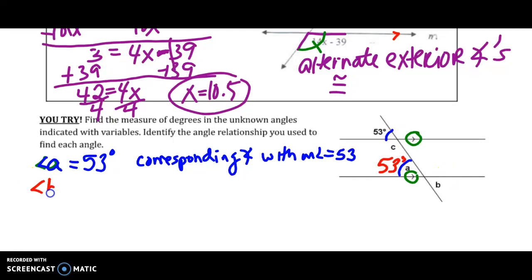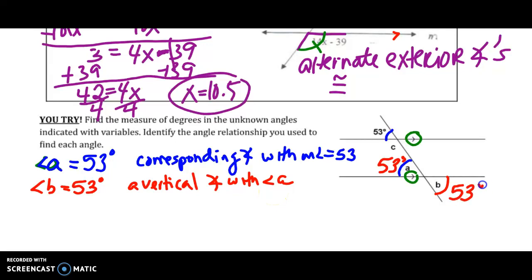And angle B is also going to be 53 degrees. It is a vertical angle with angle A. Again, I could explain then that vertical angles are congruent to one another, but it didn't ask for an explanation, just the angle relationship. And so now we just need angle C.